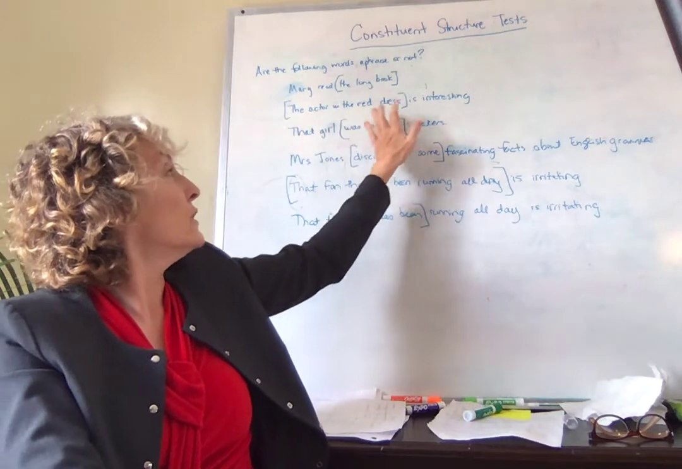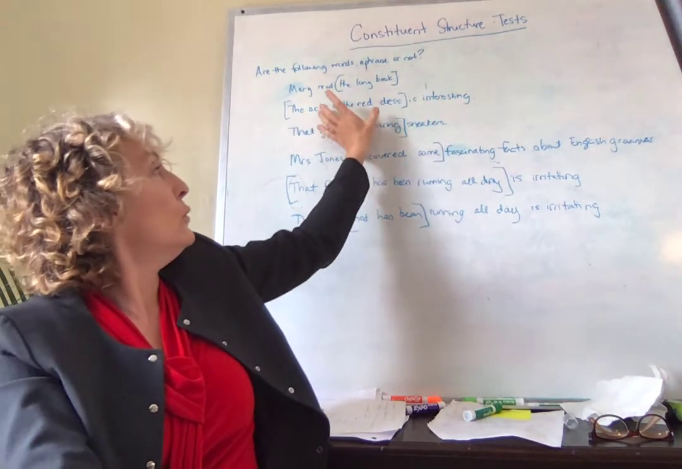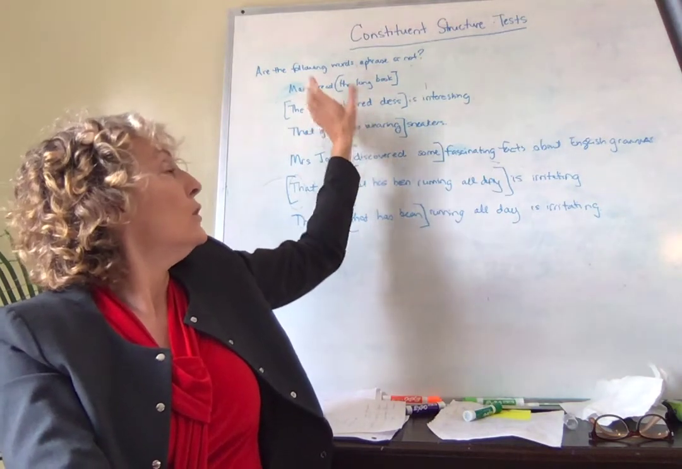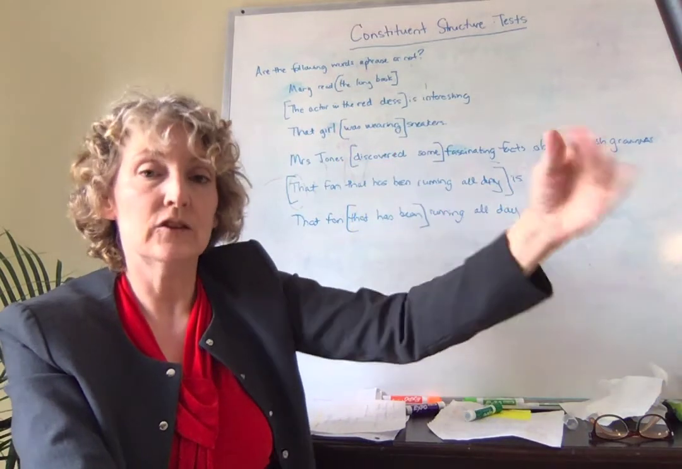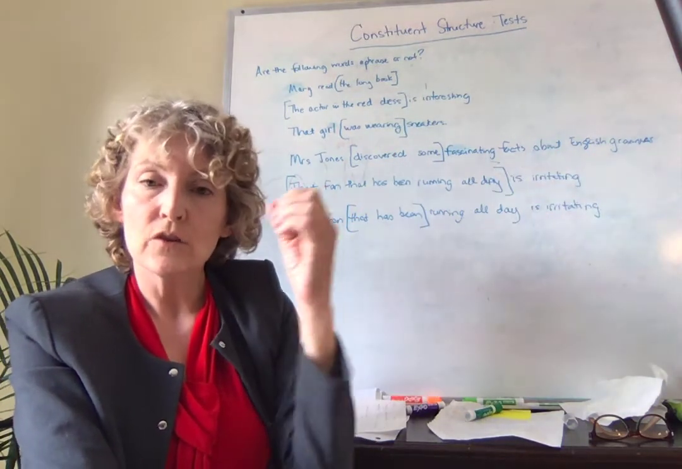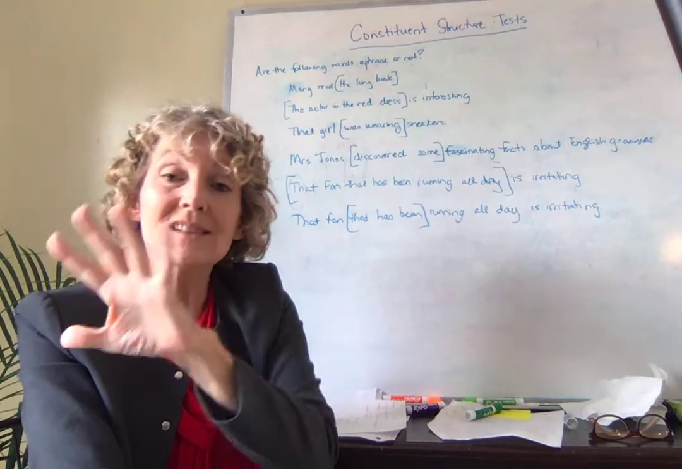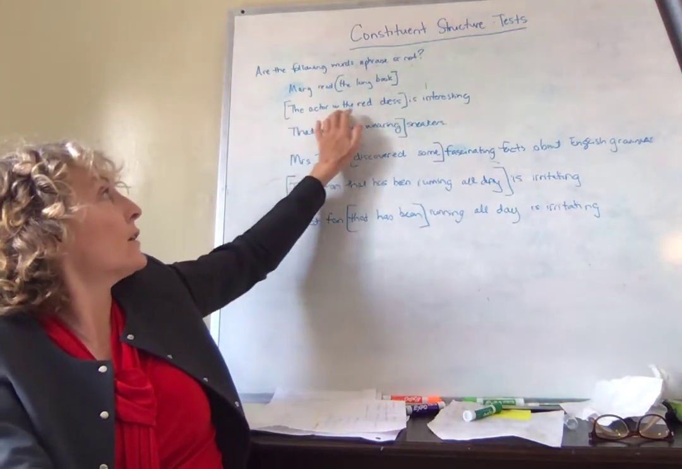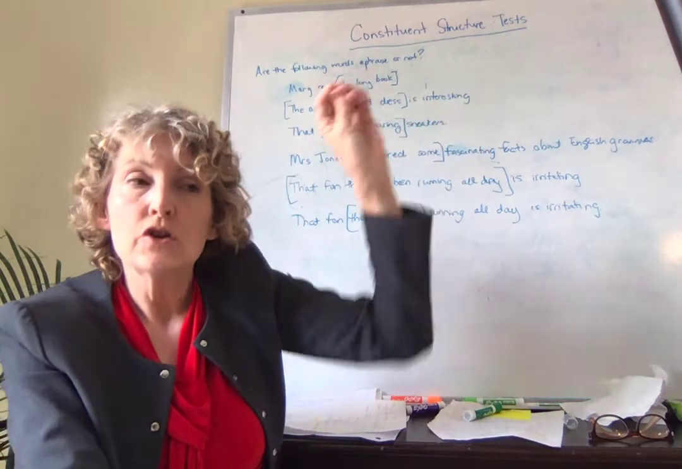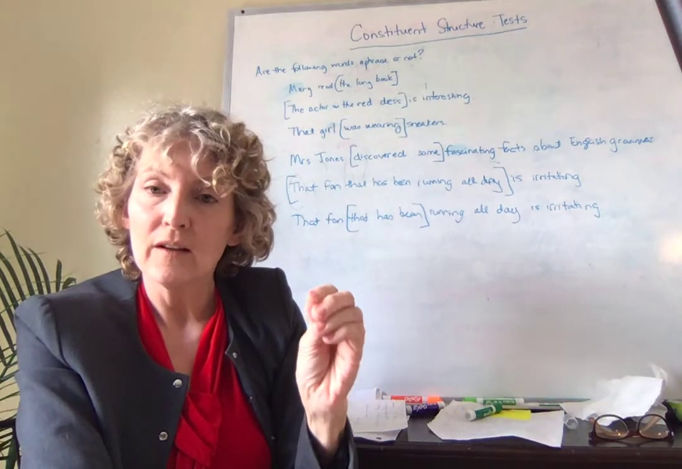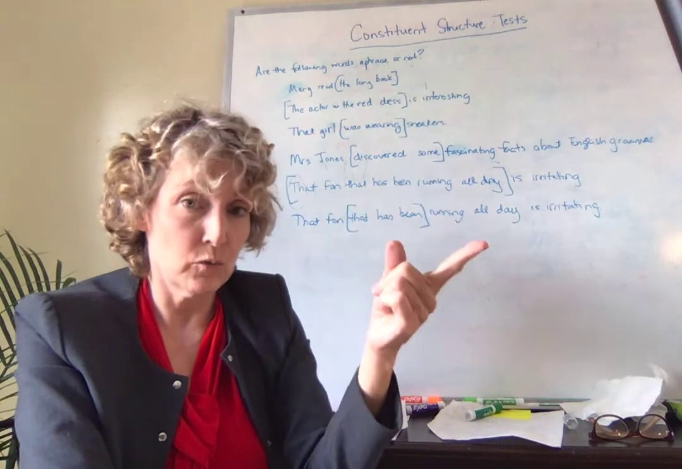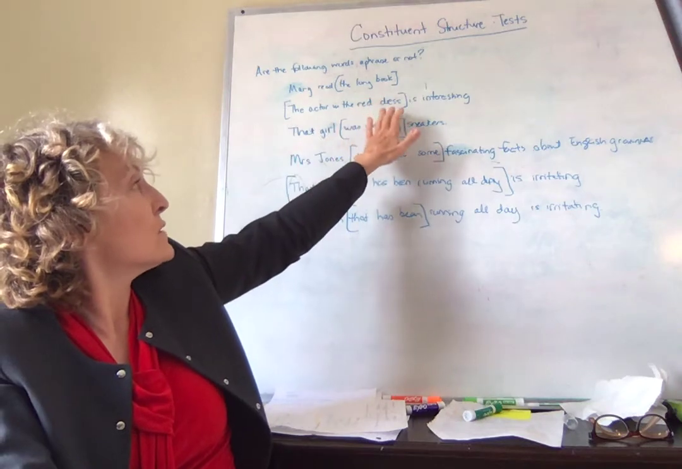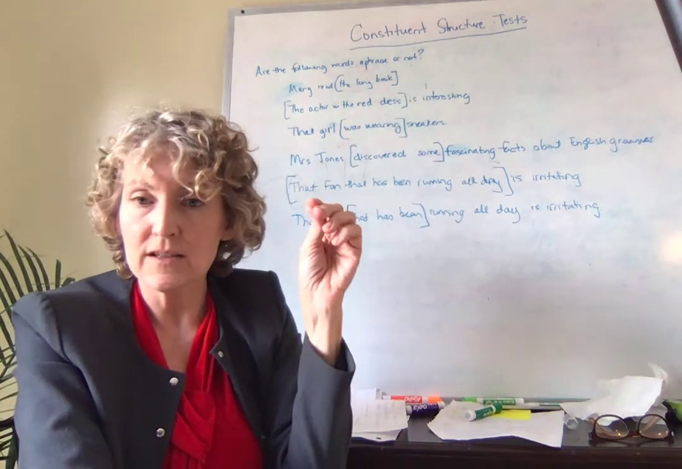So the actor in the red dress is interesting. What could we put in place of the actor in the red dress? We could say she is interesting. So she is one of those replacement words. It stands for a whole phrase. And notice it refers back to the actor in the red dress. So we have found evidence for two tests, the WH question and the replacement test, that in fact the actor in the red dress is functioning as a phrase in this sentence.